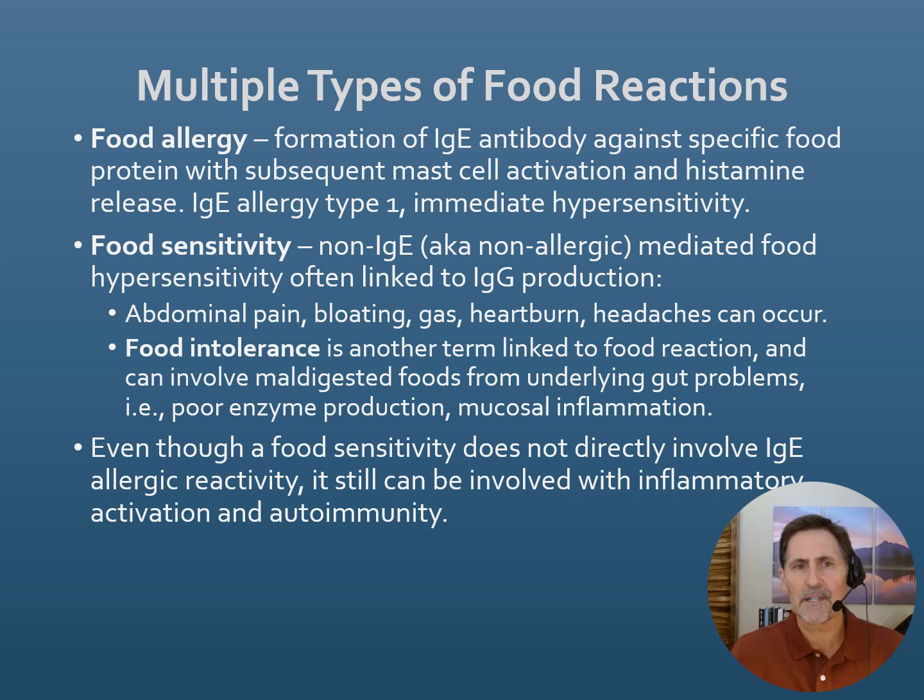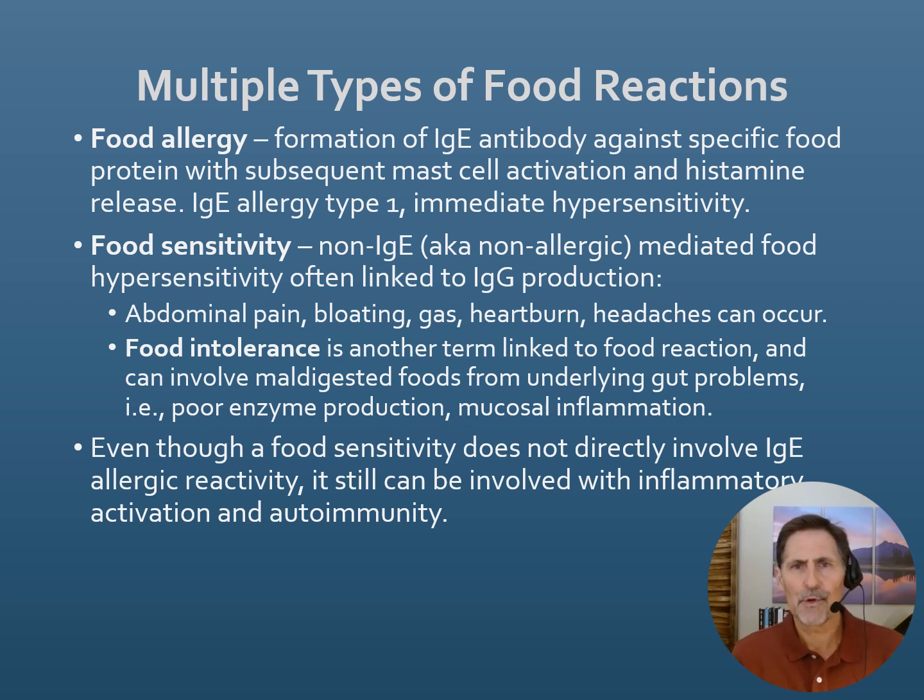So there are multiple types of food reactions. We can have a food allergy, which I just mentioned is IgE mediated, a type 1 immediate hypersensitivity, and that's where we get release of histamine. And then a food sensitivity is non-IgE mediated, typically related to IgG production. And IgG, by the way, can fix complement. At least some of the subclasses of IgG can do this. And so you initiate complement cascade reactivity, which can drive inflammation. Now, many people with IgG reactions will have abdominal pain, bloating, gas, heartburn, or headaches, for example.